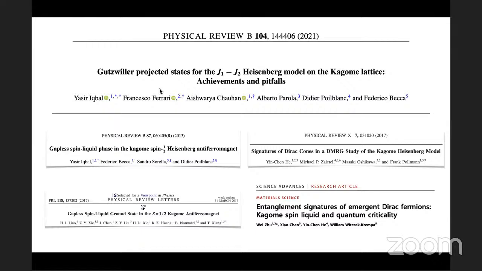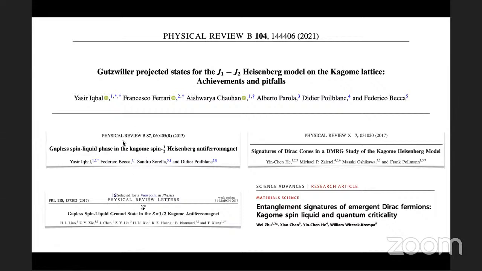So over the years, there's been mounting evidence that the ground state of the spin 1/2 Heisenberg antiferromagnet on the Kagome lattice is a quantum spin liquid, and more so, we are now converging on the scenario that it's actually a gapless spin liquid. There's been a consensus from different state-of-the-art numerical quantum many-body approaches.